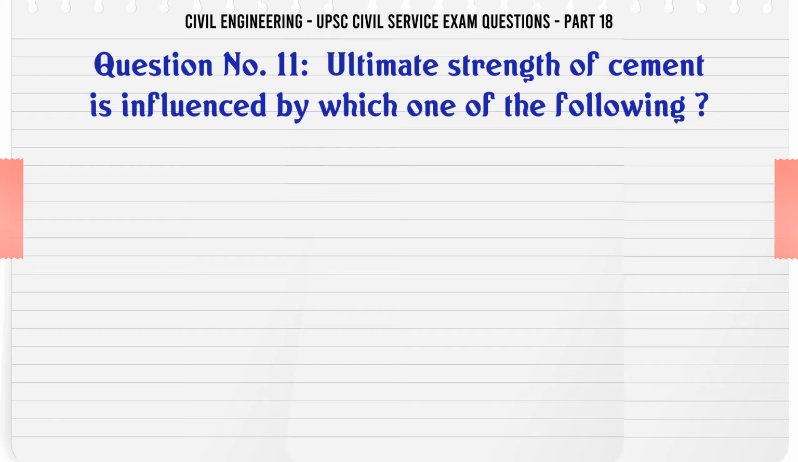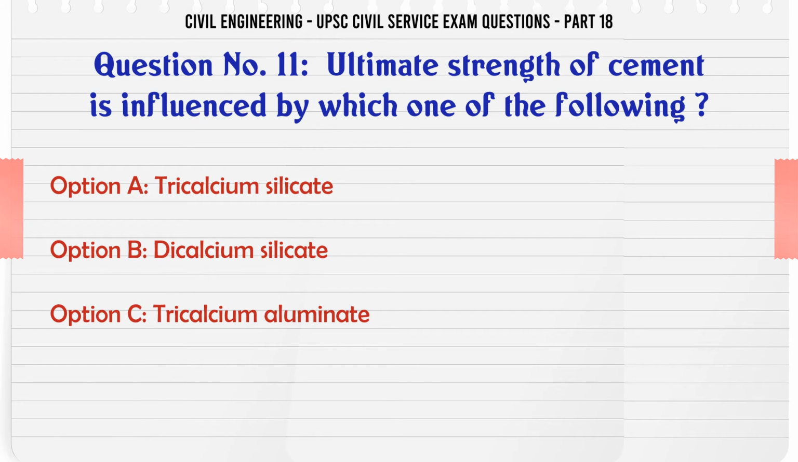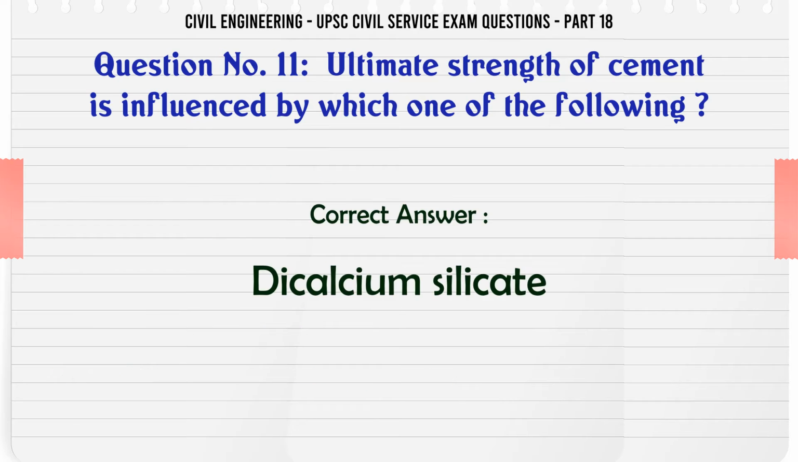Ultimate strength of cement is influenced by which one of the following? A. Tricalcium silicate, B. Dicalcium silicate, C. Tricalcium aluminate, D. Tetracalcium aluminoferrite. The correct answer is dicalcium silicate.